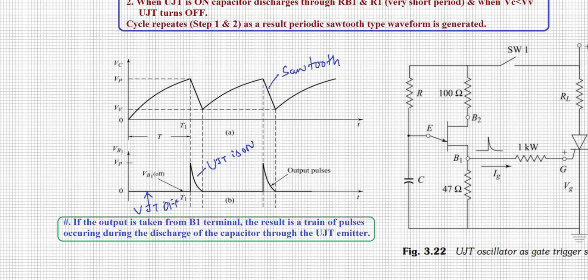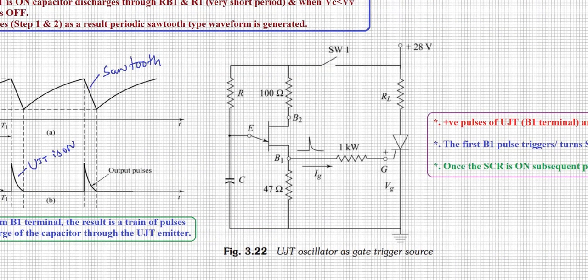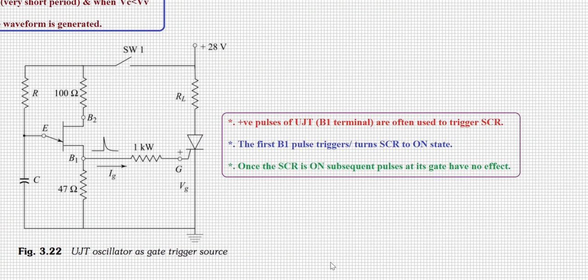So what is the next application? Let's highlight that. The next application you may observe here is the UJT oscillator as a gate trigger source. So we have two devices now. One is your UJT, unijunction transistor. The other one is your silicon controlled rectifier. If you want to turn on this particular SCR, you need to provide a proper pulse through the gate terminal.